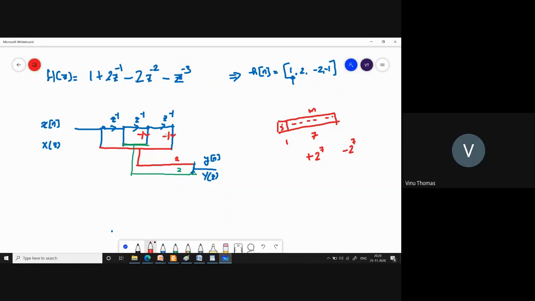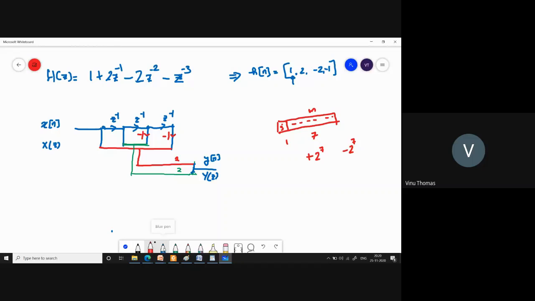Okay, so how many multiplications are required to implement this? You require just 2 multiplications. Is it okay? Yes, sir. Okay, so likewise, we can design the type 3 filter as well. The principle is the same.